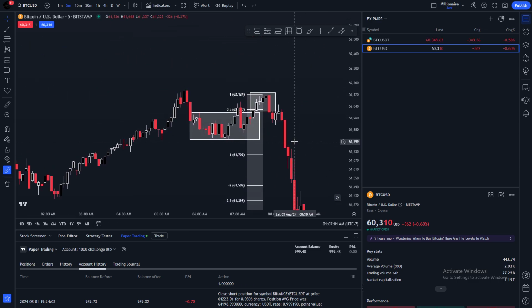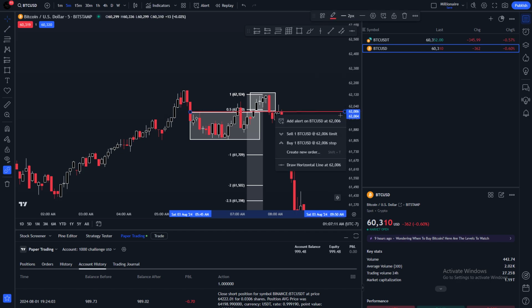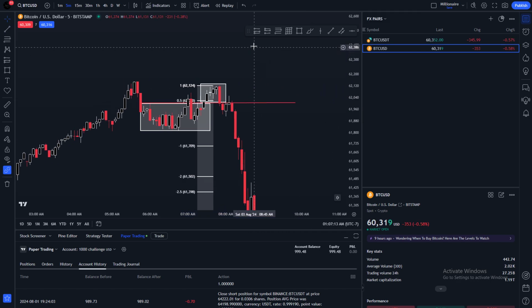But basically, he also uses the box setup, right? So the box setup is basically marking the deviation from the range right here. So as you can see, we get out of the range right here, and then using that as an entry pretty much.